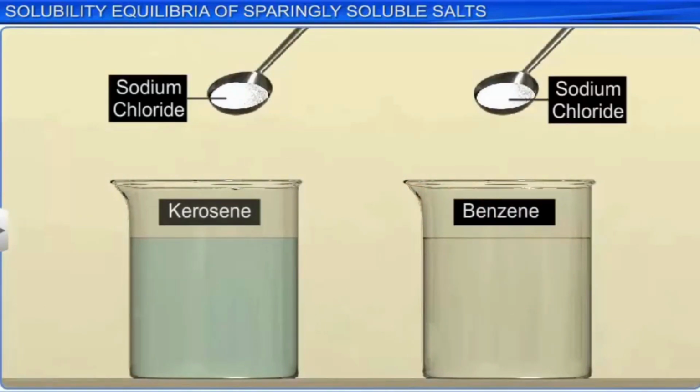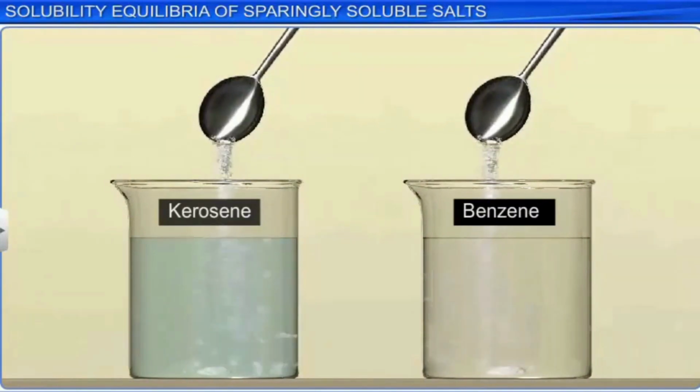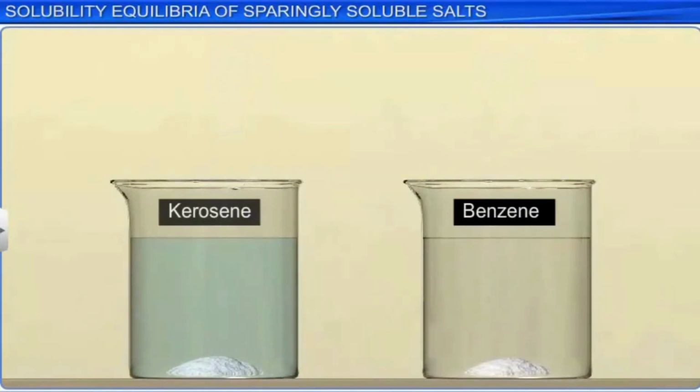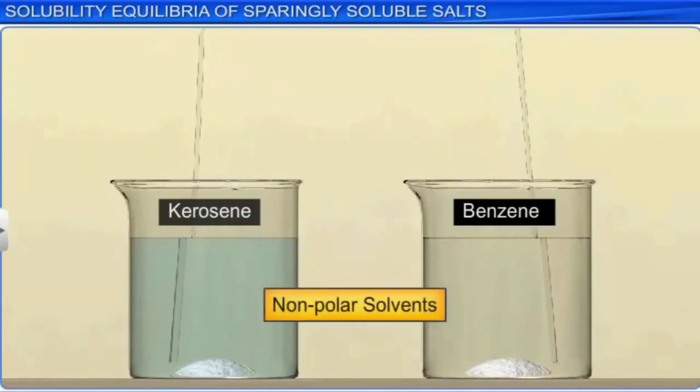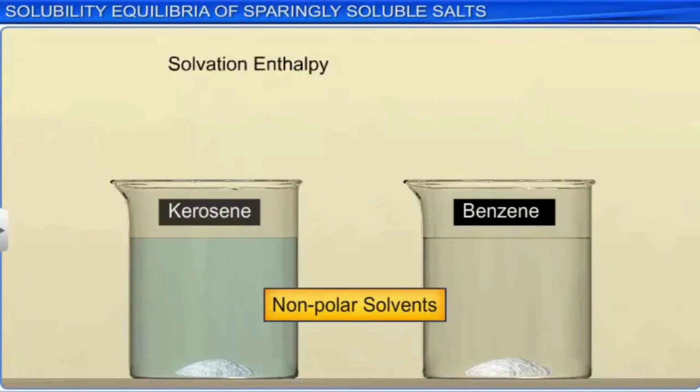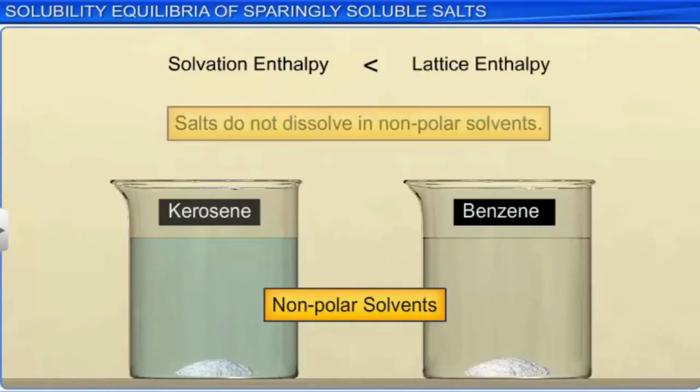On the contrary, you can observe that sodium chloride does not dissolve in kerosene or benzene. Kerosene and benzene are non-polar solvents. Their solvation enthalpy is small and not sufficient enough to overcome the lattice enthalpy of the salt. Hence, salts do not dissolve in nonpolar solvents.